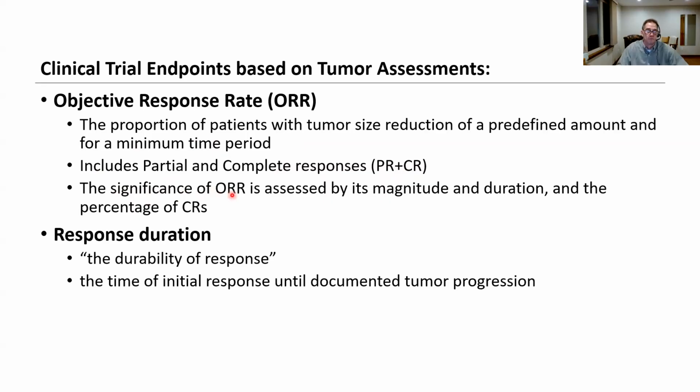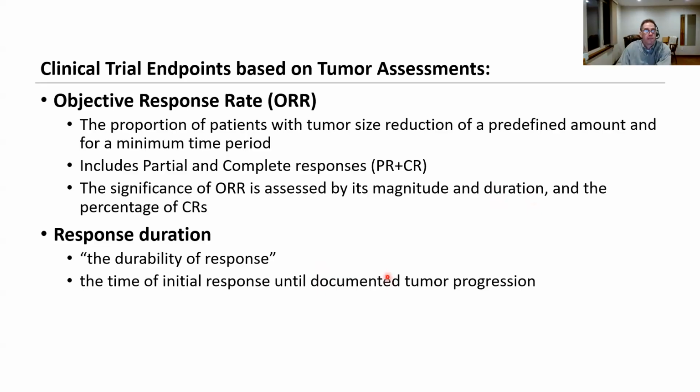The significance of the objective response rate is assessed by its magnitude and its duration. So the primary endpoint might be the objective response rate, but having a response is meaningless if the duration of that response is short. We want tumors to shrink and stay shrunk for a long period of time. And the duration for calling a complete or partial response needs to be specified in the protocol.